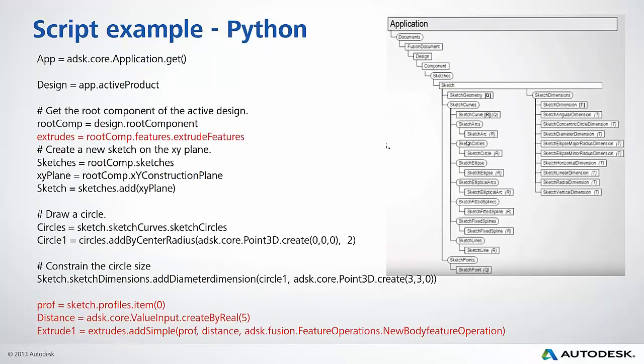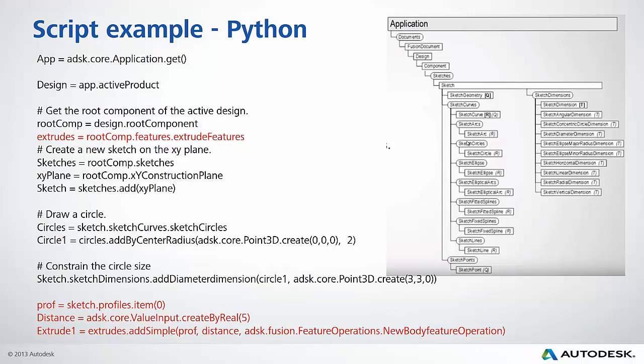All right, so let's say we wanted to take the sketch where we created the circle and actually extrude it out. So this is taking that same example of creating the circle and then the sketch dimension, but adding the ability to actually extrude it. All the things that are in red are basically the 4 lines that we have to add to that initial script to actually create the extrusion.